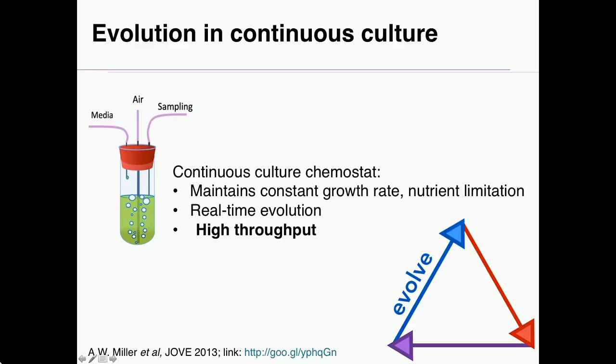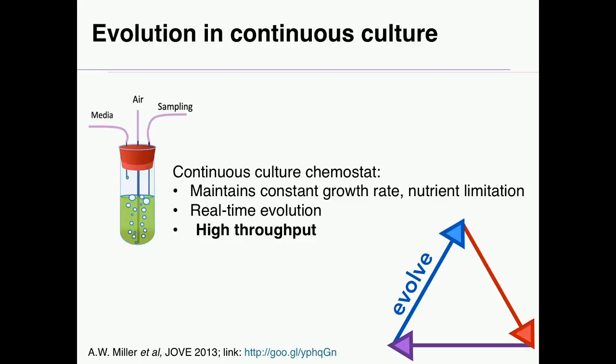Our favorite tool in the Genome lab for experimental evolution is the continuous culture chemostat. Advantages of this system are that it maintains a constant growth rate and also constant nutrient limitation throughout the experiment. We can observe evolution in real time if we sequence throughout the experiment, and it's also high throughput. The experiments that we do, typically we'll do 32 or 64 in parallel, but we actually have the capacity to do up to 128.